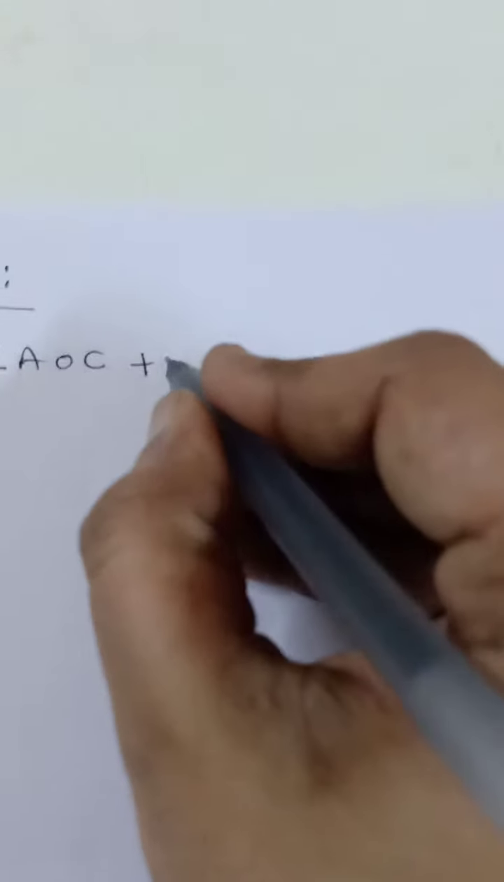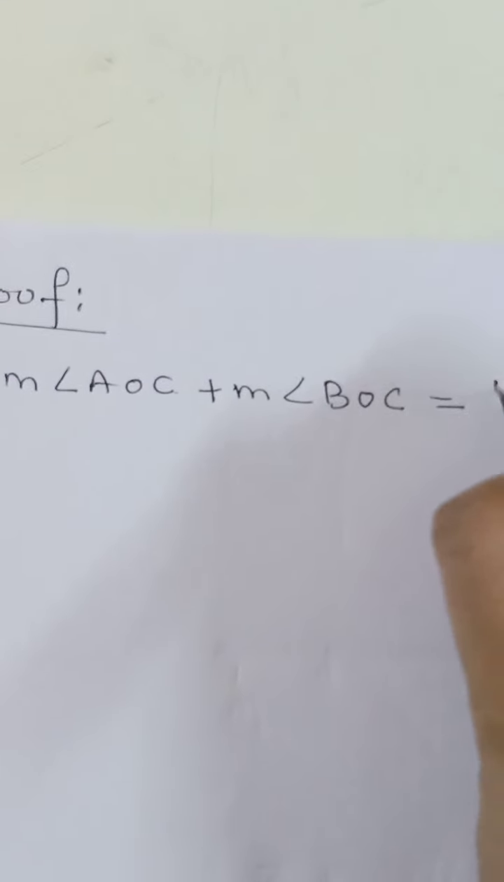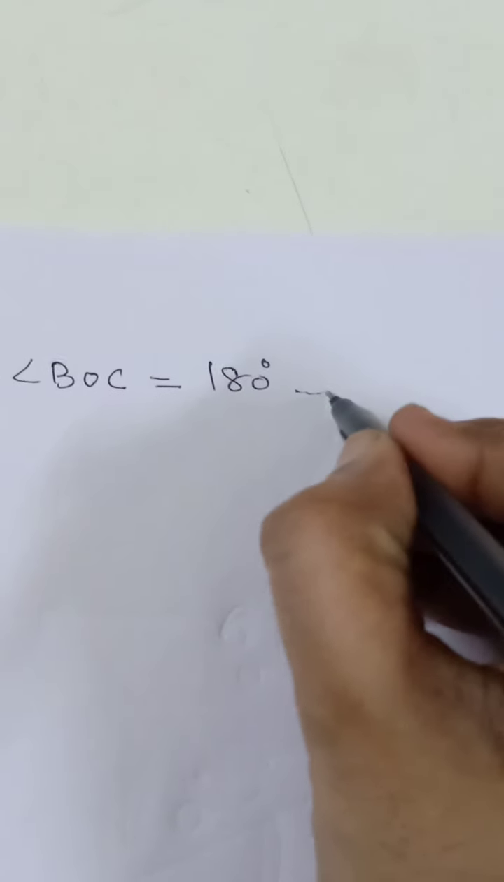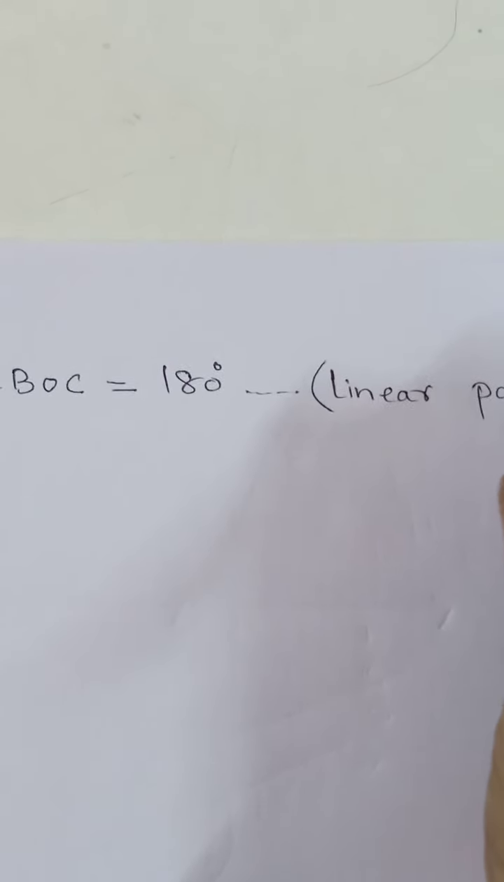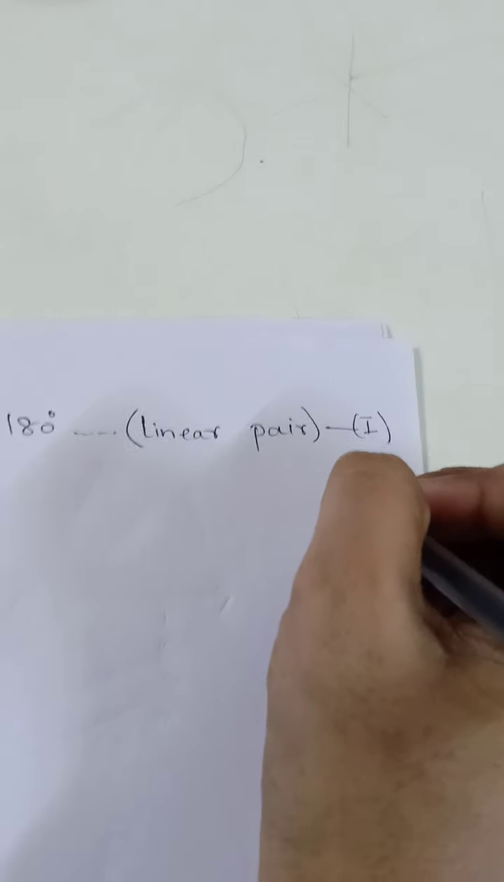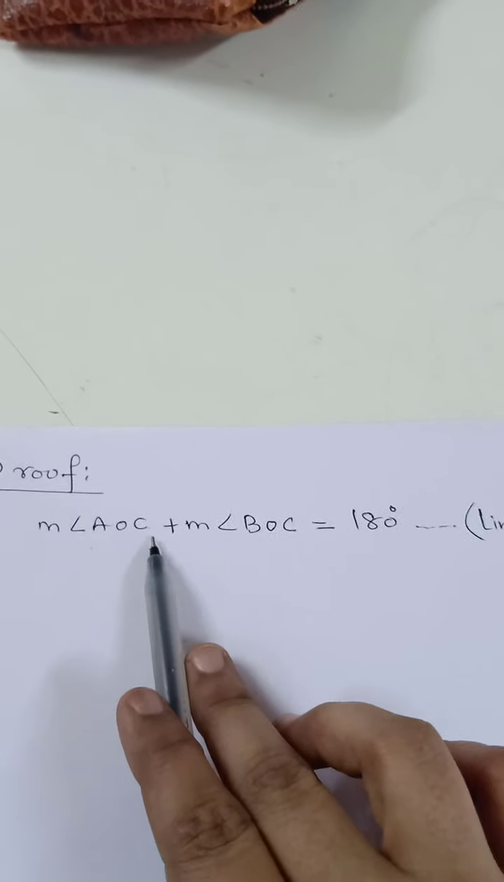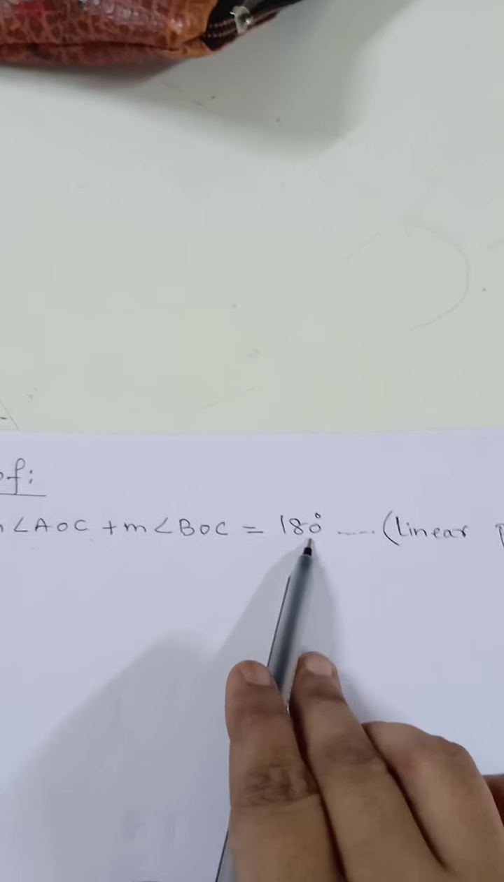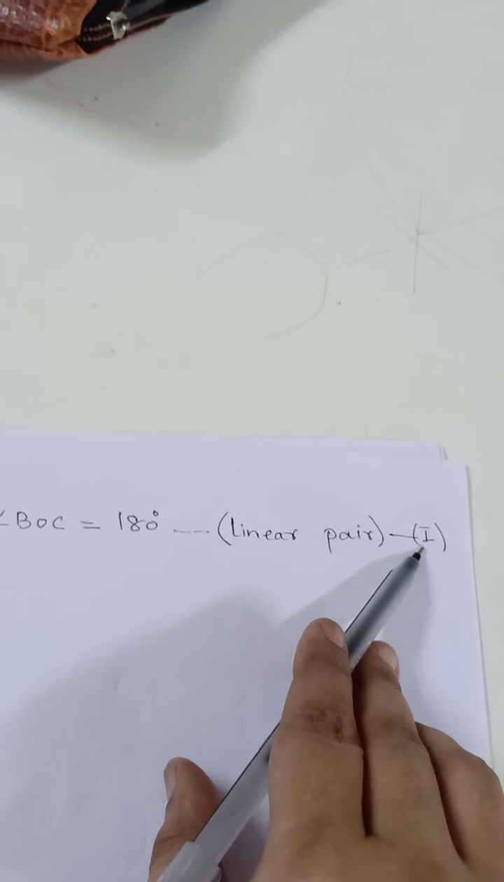So I will take measure of angle BOC is equal to 180 degrees, and the reason we have to write in brackets. So the reason I will write is linear pair, and I can give it as equation number 1. Okay, so like that we have completed the first line, that is measure of angle AOC plus measure of angle BOC is equal to 180 degrees because they are in linear pair, and I have given it as equation number 1. Now we'll see what we'll take next.